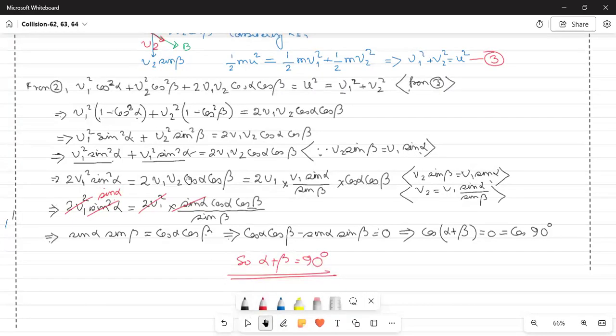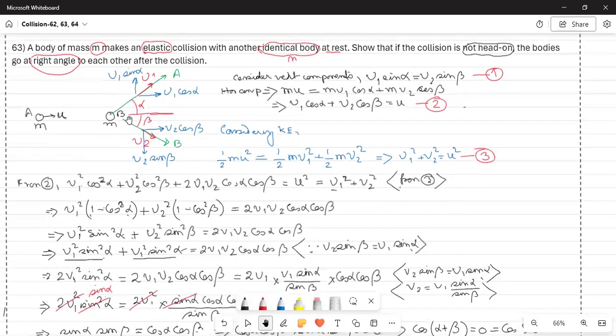That means these bodies, when the collision was not head-on, did not go in the same straight line. It's like what happens when you are playing carom. If you hit a dice with the striker, very often, purposefully, you avoid a head-on collision. The collision is slightly inclined so that the striker goes in one direction and the dice goes in another direction.